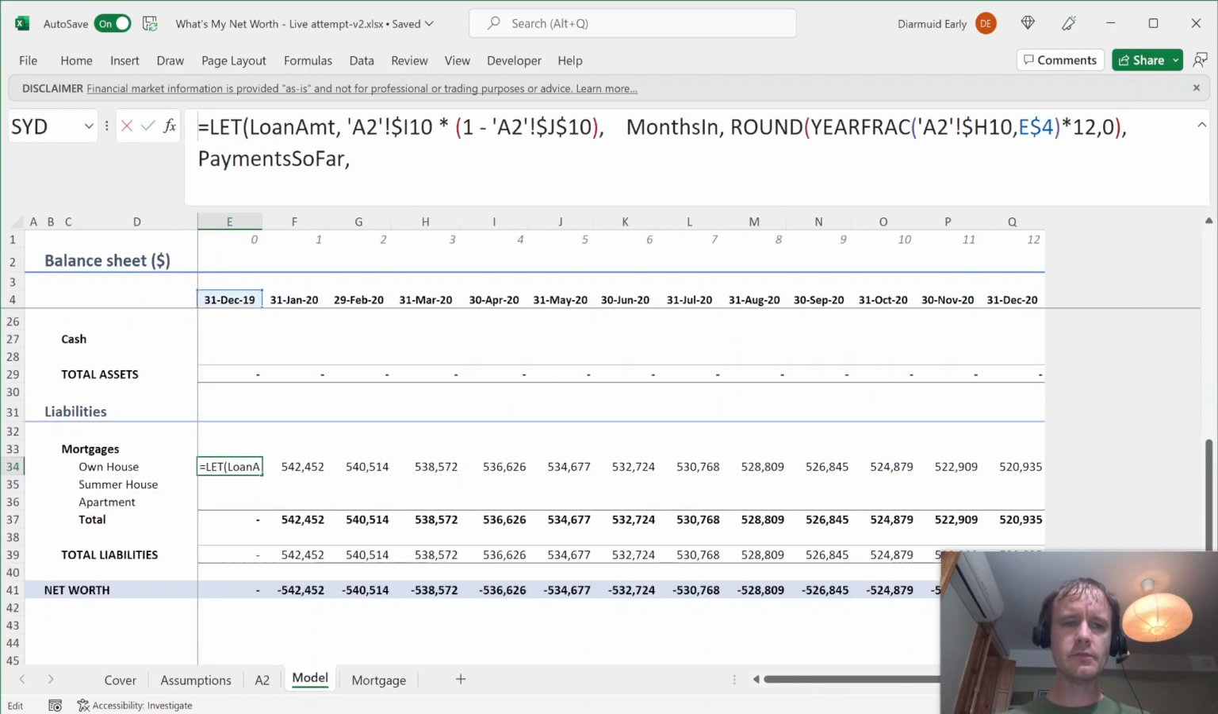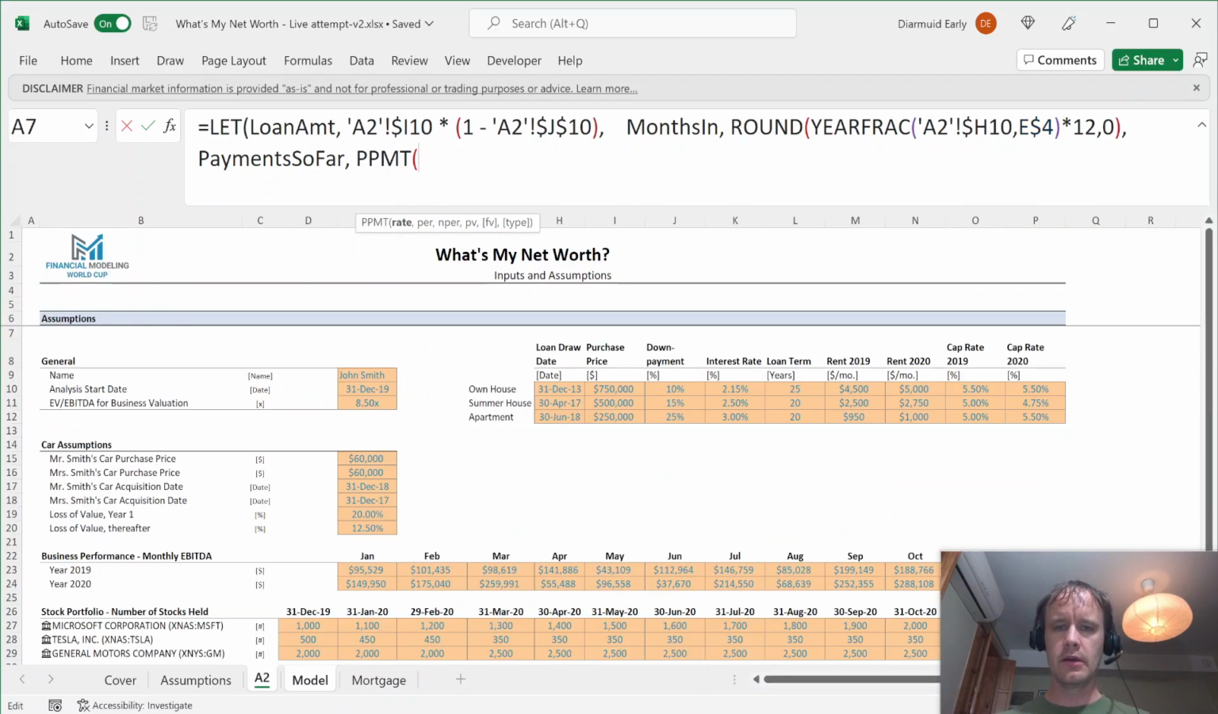So my payments so far are going to be PPMT, and I'm going to take the rate, and that's an annual rate, so divided by 12 to get a monthly rate. For the period number, I'm going to take a sequence, so I want all the period numbers, up to how many months in I am. In other words, I want to find out the principal payment in period 1, 2, 3, 4, 5, 6, 7, 8, 9, 10, up to whatever number of months in I am, which in this case, we're 6 years in, so it'll be 72 payments.